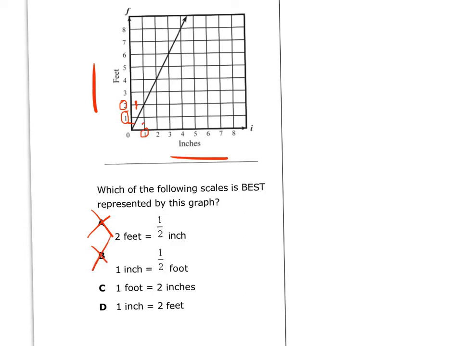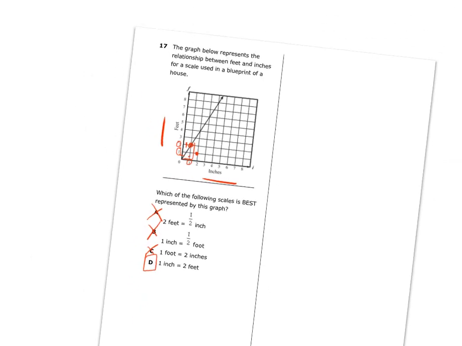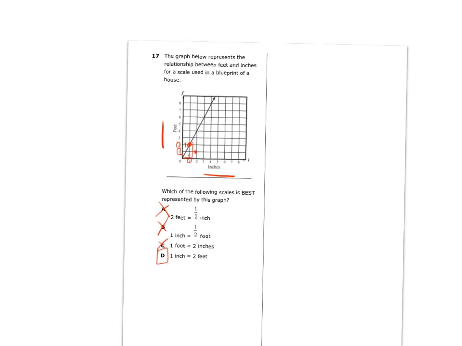Not where I want to be. 1 foot and 2 inches is right here. Not where I want to be. Finally, 1 inch and 2 feet puts me right on that line. So D is my answer. Alright, that's just a matter of looking at the graph. Alright, and that is your entire test review.